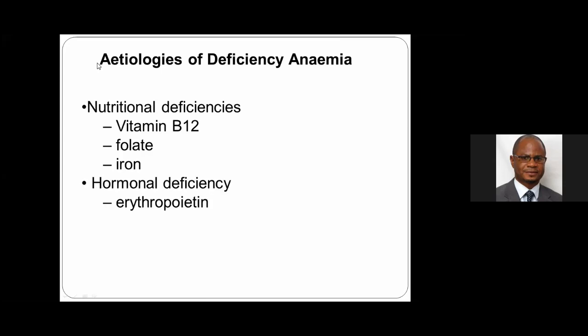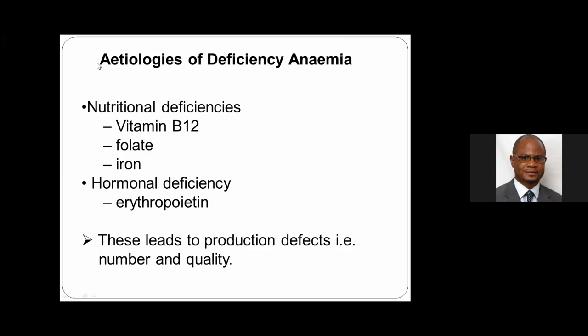Erythropoiesis affect the number and quality of the red cell. Number will lead to anemia, quality will still lead to anemia. So two main deficiencies that we will talk in detail: nutritional deficiencies and hormonal deficiencies.